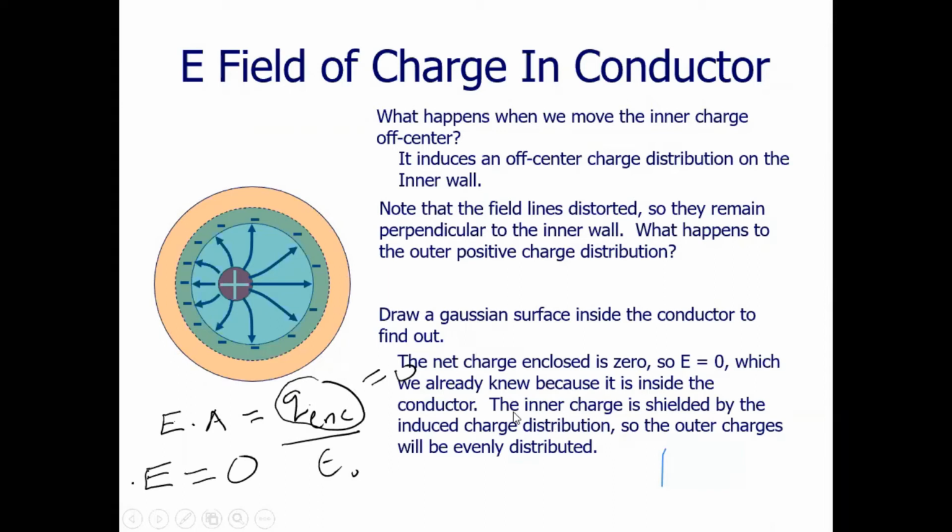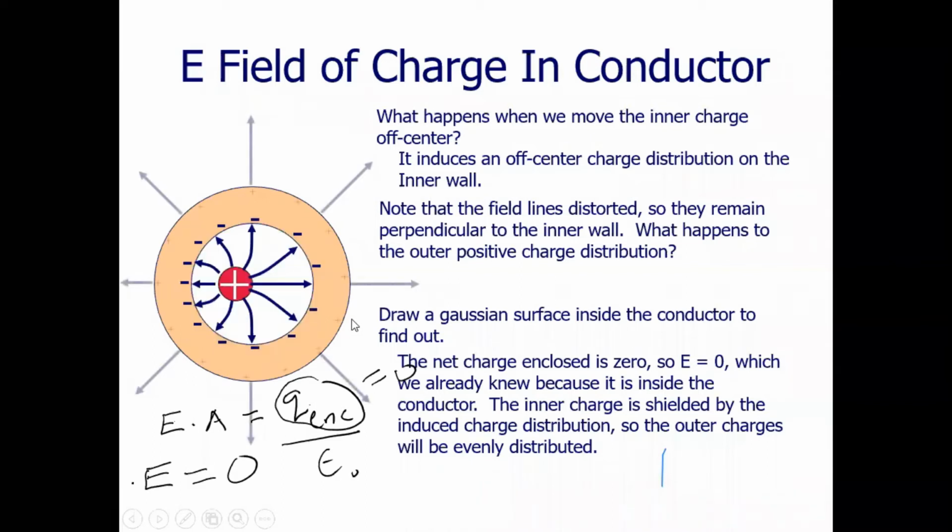Okay, so what does it mean? It means that this inner charge is completely shielded. Its effect cannot be felt outside this conductor, and as a result, the electric field will be just the same as before this charge was moved. Any questions?